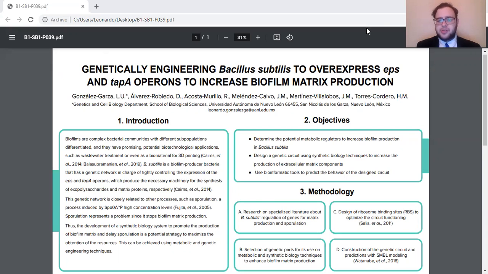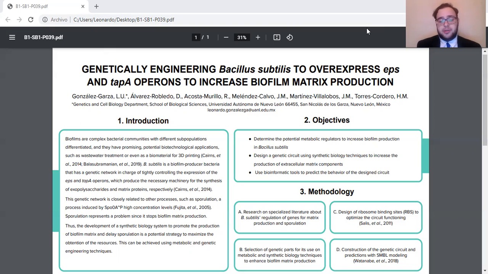So biofilms in the last few years have also caught the attention of research groups, since they have new and interesting biotechnological applications, such as wastewater treatment, metabolite obtention, and even as a biomaterial in 3D printing. And in this case, there are several bacteria that have been studied lately in terms of biofilm production, yet Bacillus subtilis remains one of the model organisms to study this phenomenon.